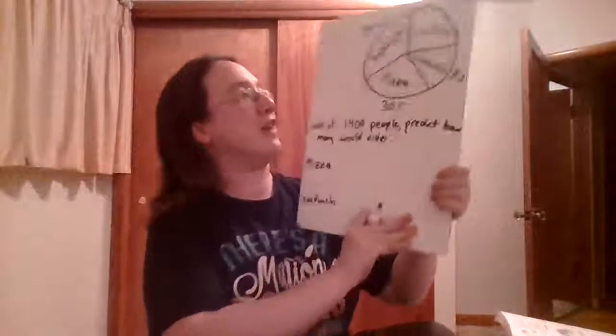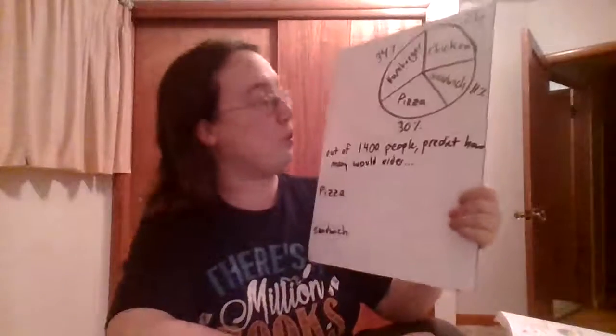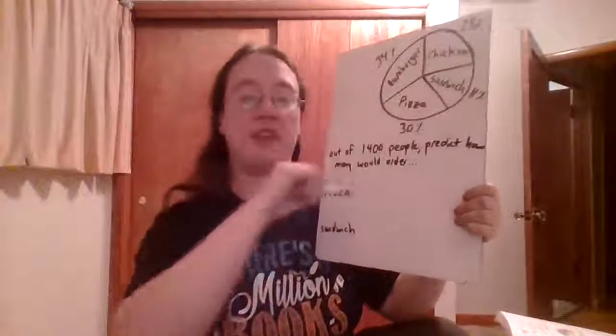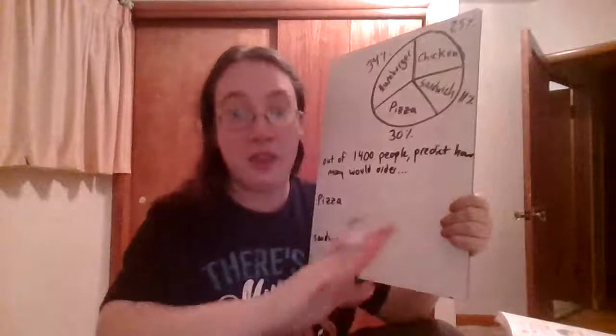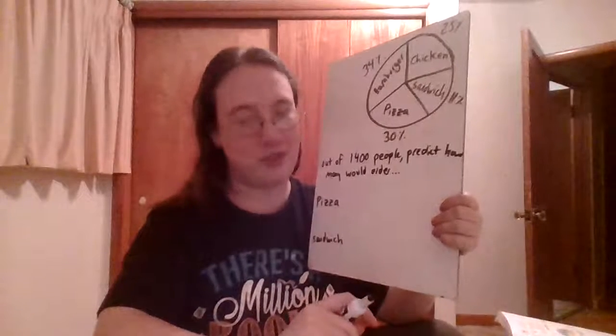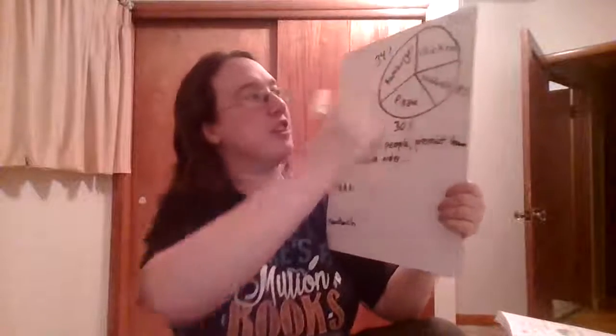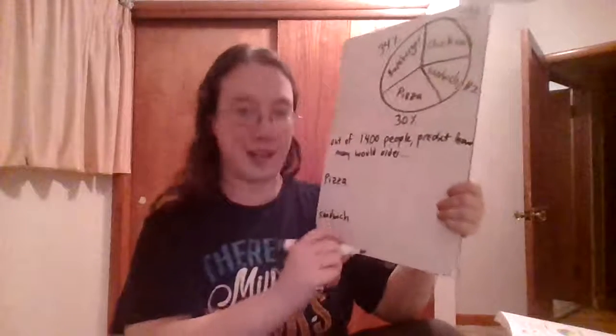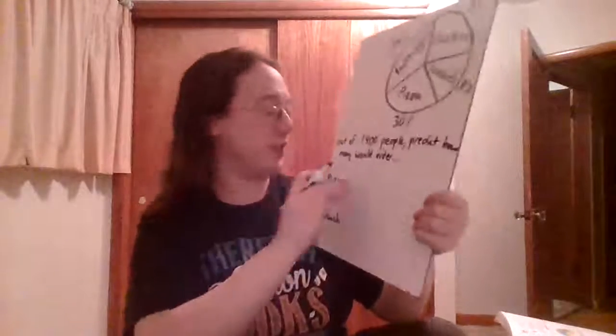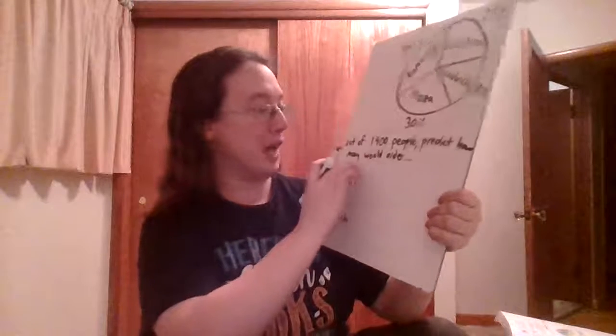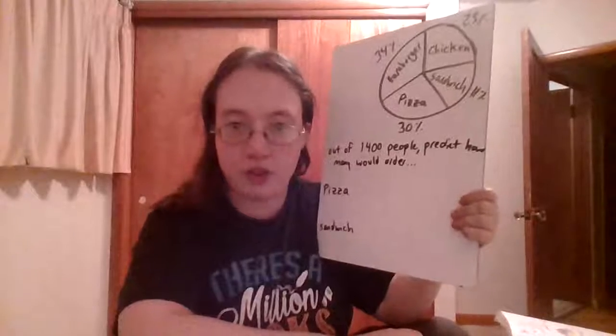And the other way to do that is, let's say I've got people who ordered hamburger, chicken, sandwich, pizza, and anytime you have a pie graph, that should add up to 100%. So if we have a pie chart, we're saying, okay, well, this is out of 100%, so these ones are going to add up to 100%. And we want to figure out of 1,400 people, how many would order pizza. Now, you can do the same thing we were just doing.